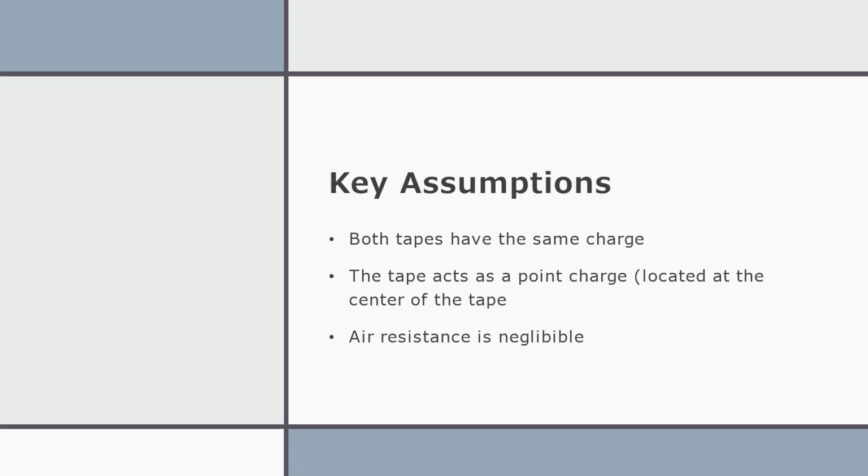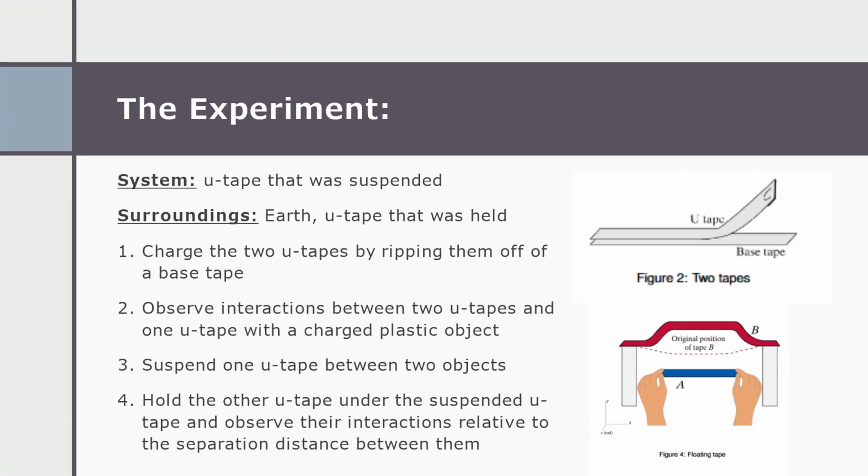The key assumptions made in this experiment were that both tapes have the same charge, the tape acts as a point charge located at the center of the tape, and air resistance is negligible. The system was the U-tape that was suspended, the surroundings were Earth, and the U-tape that was held. Part of the procedure was that we charged the two U-tapes by ripping them off of a base tape. We observed the interactions between the two U-tapes, and one U-tape with a charged plastic object and one U-tape with your hand.